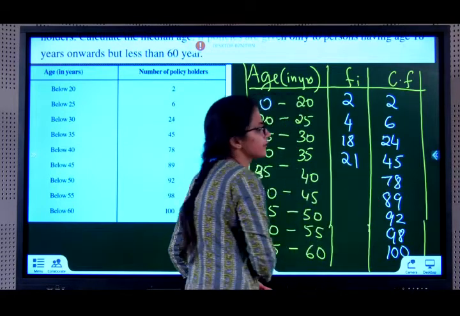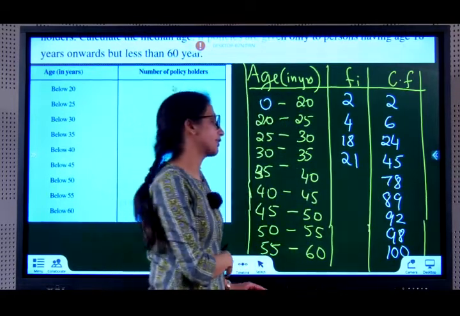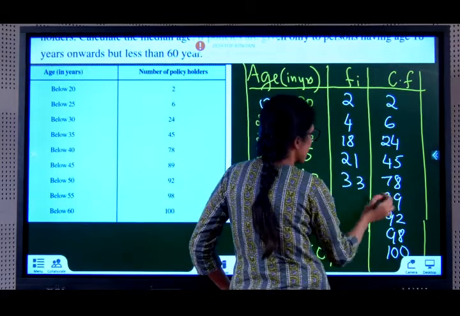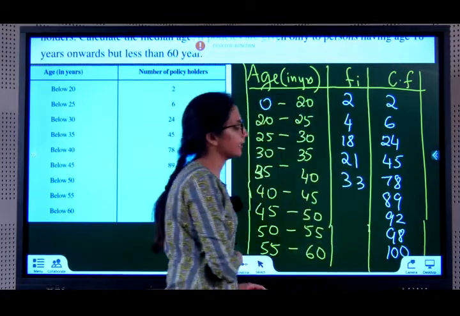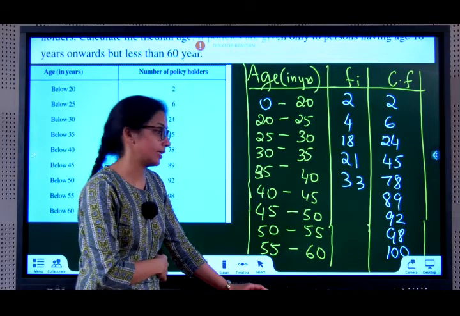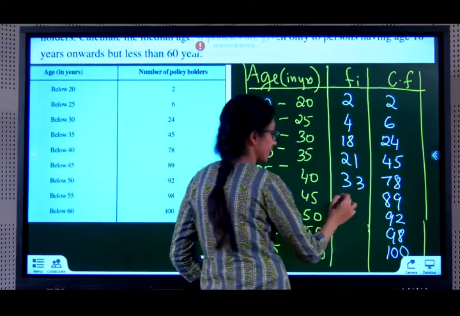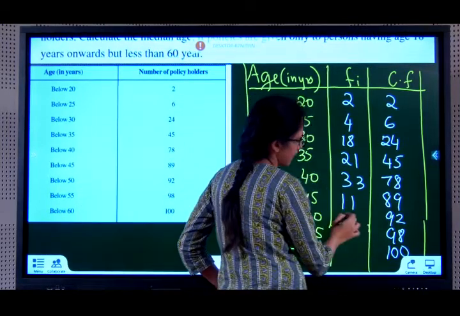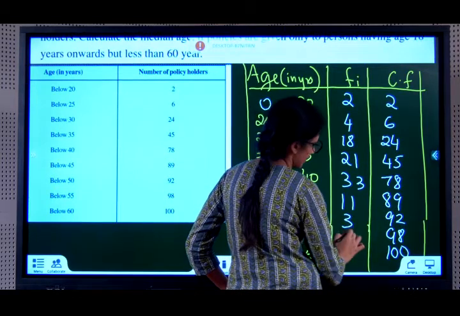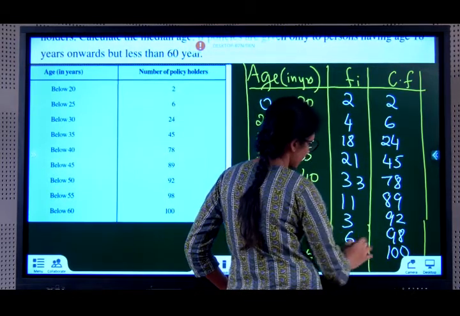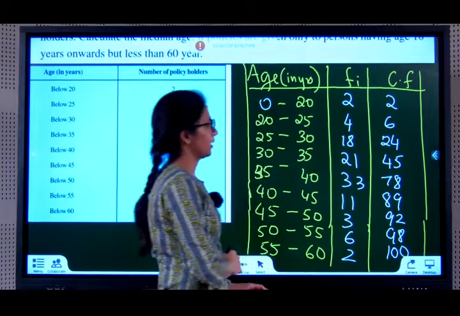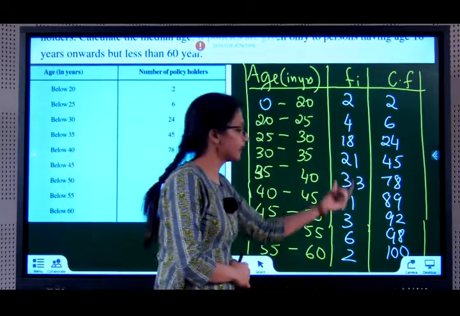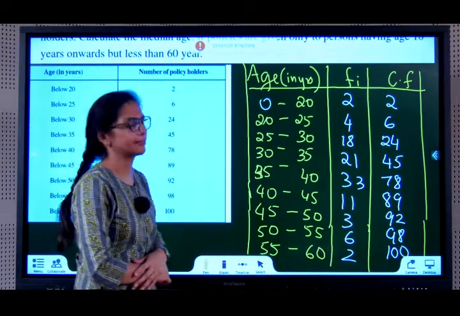78 minus 45, 78 minus 40, 38, 38 minus 5, 33, 89 minus 78, 89 minus 70, 19, 19 minus 8, 11, 92 minus 89, 3, 98 minus 92, 6, 100 minus 98, 2. So this is the frequency we get. I hope you understood how we formed it.